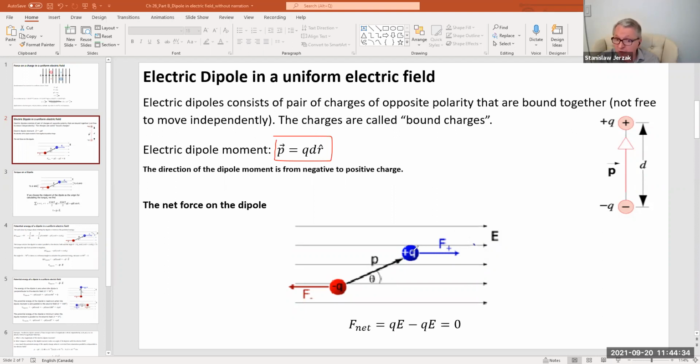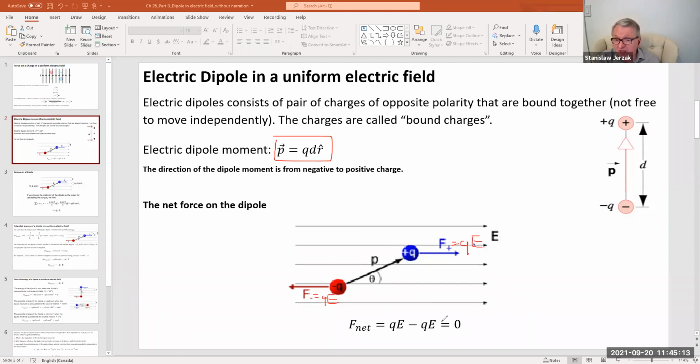Now, of course, there will be force acting on that positive charge in this direction. That force will be q times E, right? Charge times electric field. Positive charge force will be in the direction of electric field, but for the negative charge of the dipole, the force will be in opposite direction of the same magnitude, q times E. So as you see, the net force on the dipole in a uniform electric field is equal to 0. So the dipole will not move to the left or to the right in a uniform electric field.